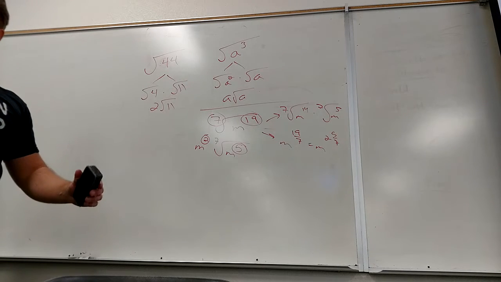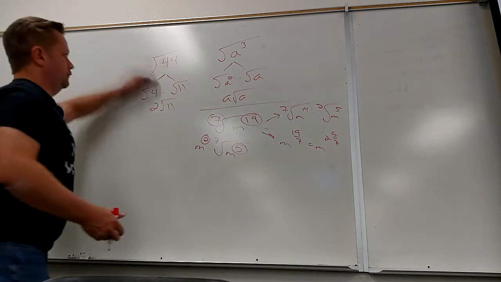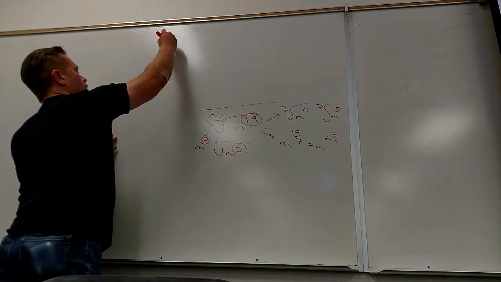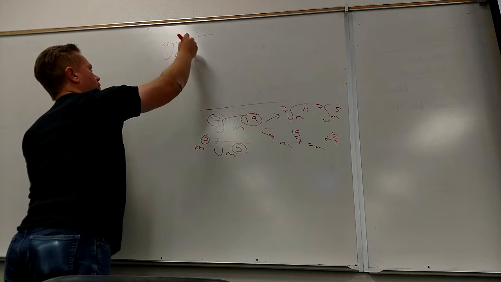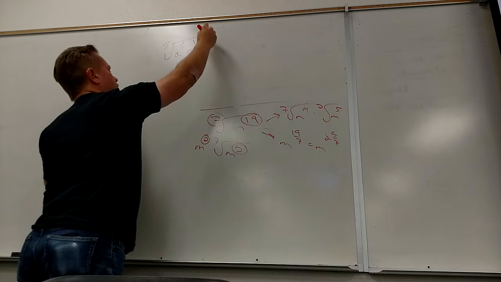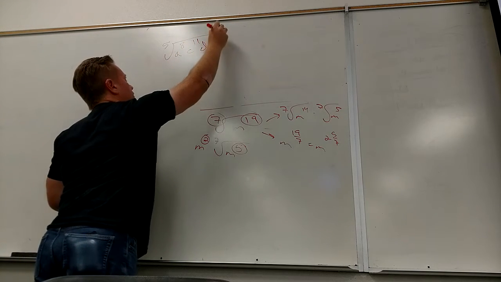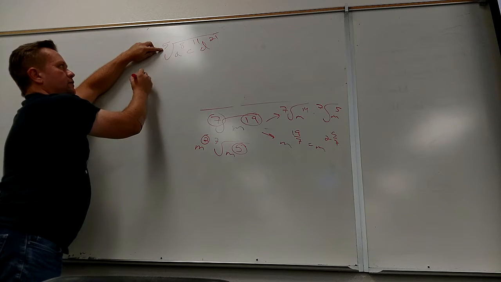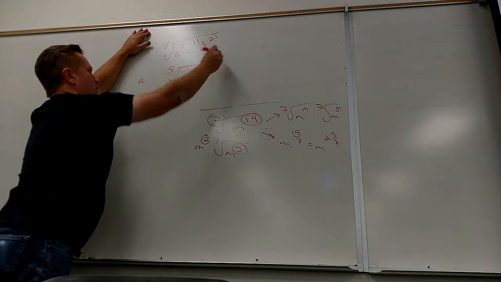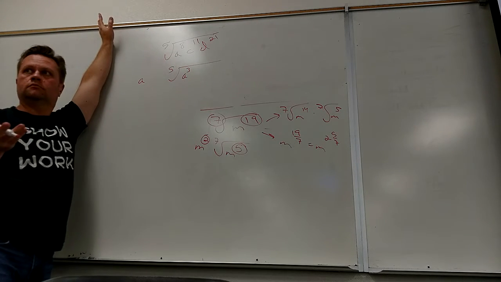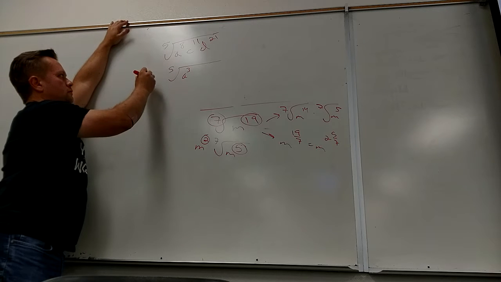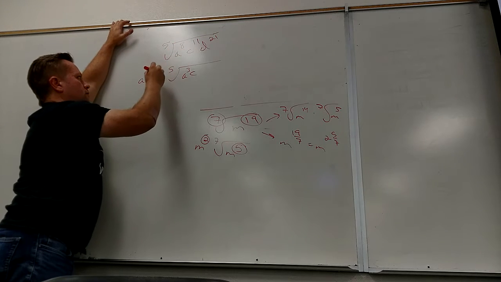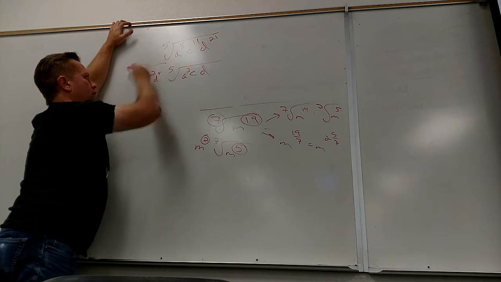Okay. So if I had, for example, the 5th root of a to the 8th, c to the 11th, d to the 21st. 5 goes into 8 once with 3 left over. A's are done. 5 goes into 11 twice with 1 left. 5 goes into 21 4 times with 1 left. Done. Next.